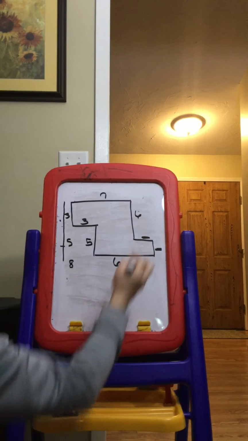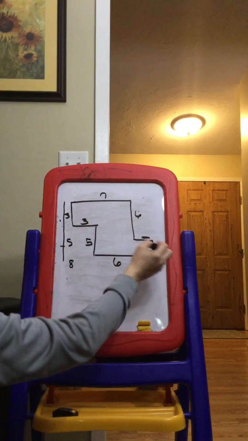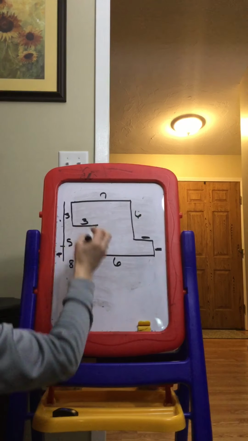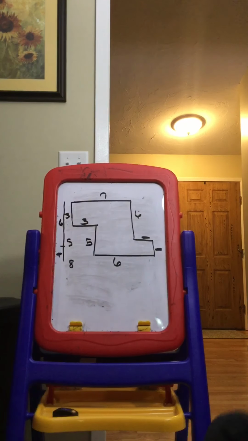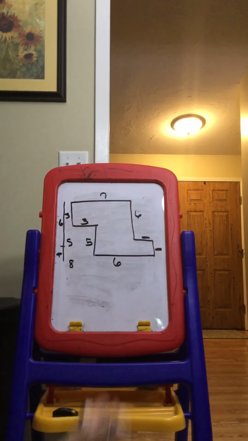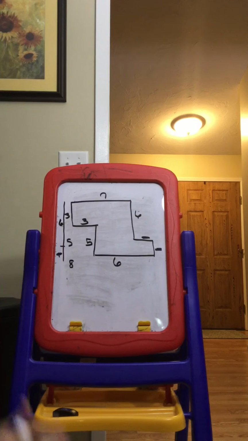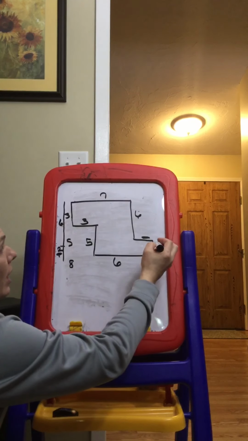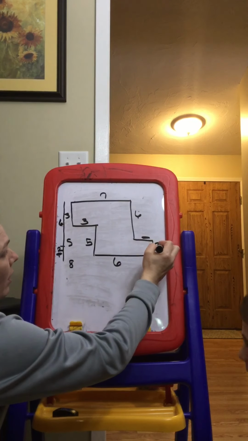I'm not worried about the 3 right there. I'm worried about finding this side right here. This is 6, and what does it all need to add up to? I'm talking about right here. 6 plus what equals 8? Oh, 2. Good job. So we put a 2 right here.